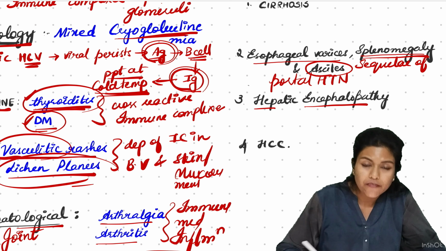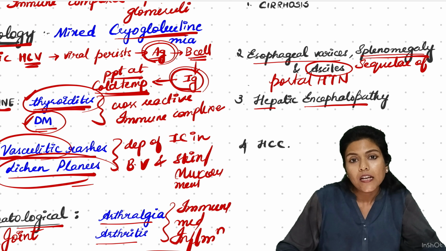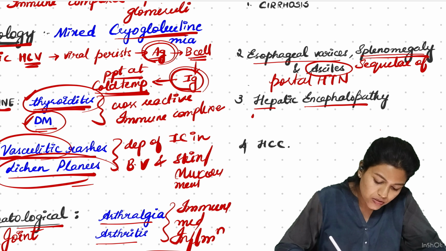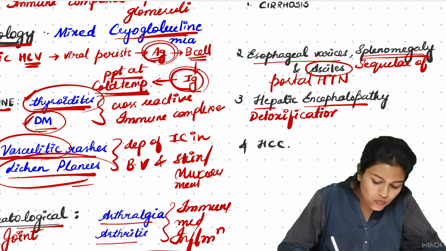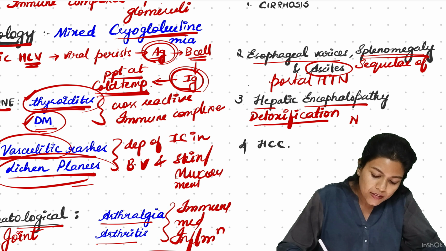And hepatic encephalopathy is a late complication because the liver loses its detoxification function. Detoxification means what? Ammonia is produced. Ammonia is a toxic product. It gets detoxified by entering the urea cycle in the liver. When the liver function is lost, the urea cycle will be lost. Ammonia is not detoxified. Ammonia levels will increase in the blood and reach the CNS. After it reaches the CNS, ammonia's toxic effect causes hepatic encephalopathy because of loss of detoxification function.